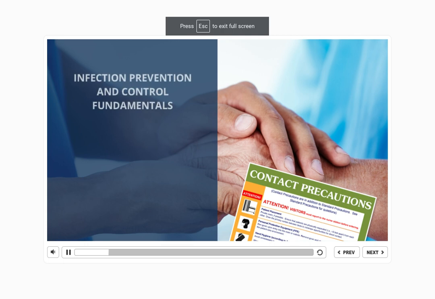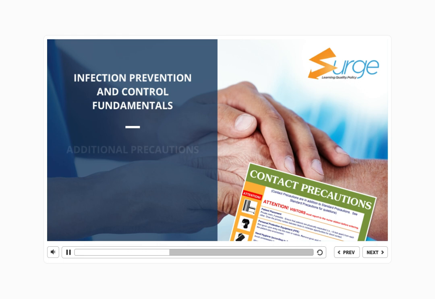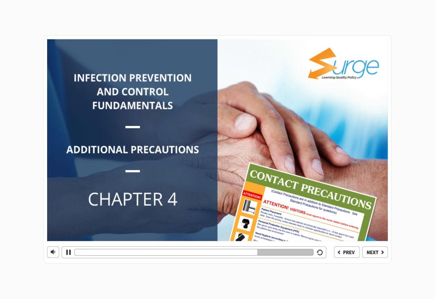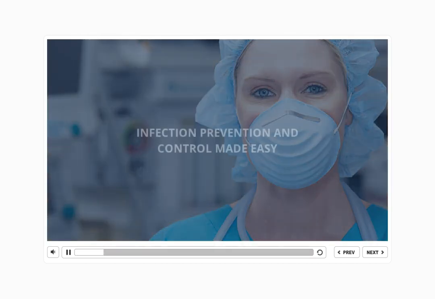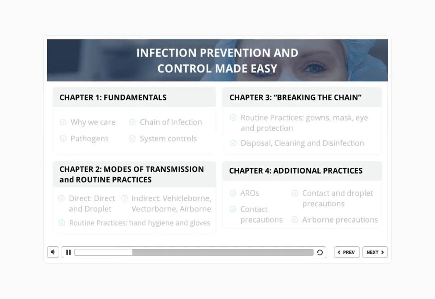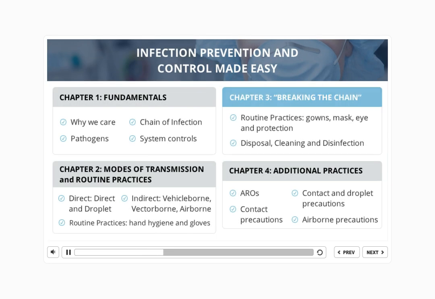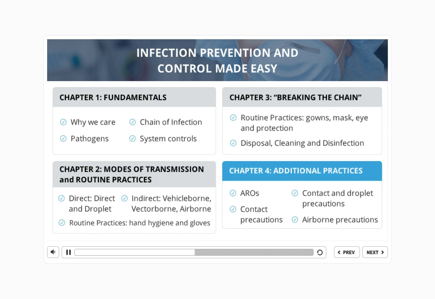Welcome back to Infection Prevention and Control Fundamentals, a series brought to you by Surge Learning. This final chapter, Chapter 4, will review additional precautions with regards to infection prevention and control. This chapter follows our module on breaking the chain and will cover antibiotic-resistant organisms, AROs, contact and droplet, and airborne precautions.